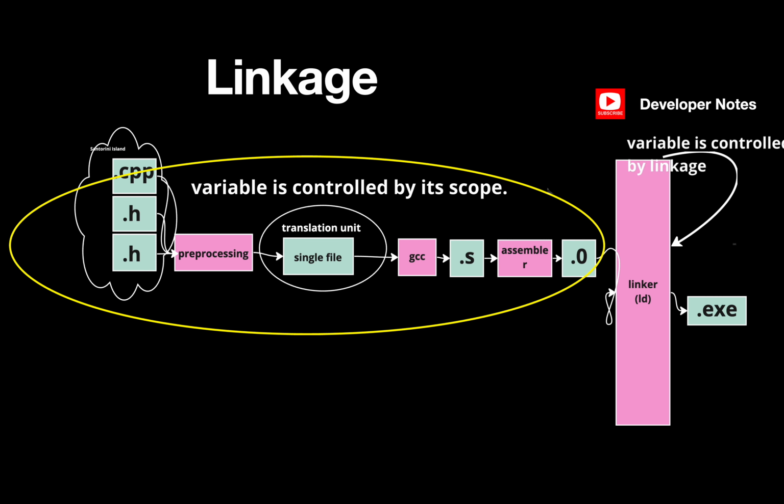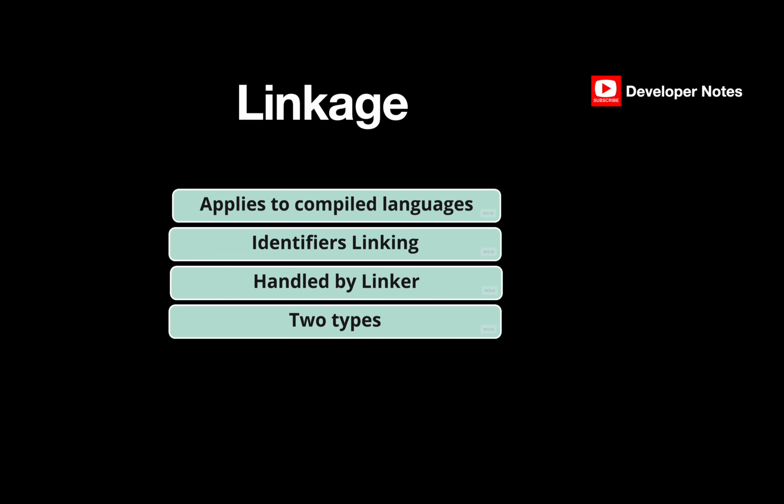It is only when the linking process starts that the linkage property comes into play. For example, a variable defined as global static is accessible only within its translation unit. Alternatively, if the variable is extern, it is accessible across translation units. This clarifies that linkage is handled by the linker.